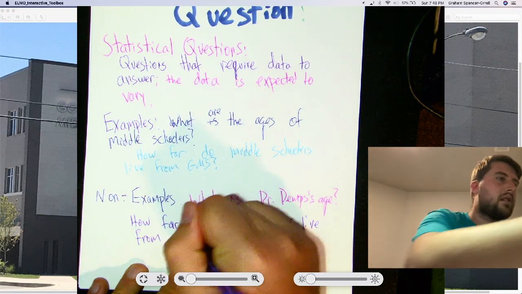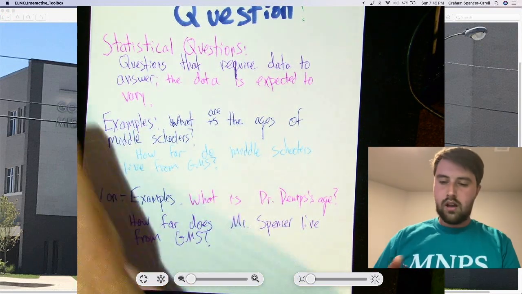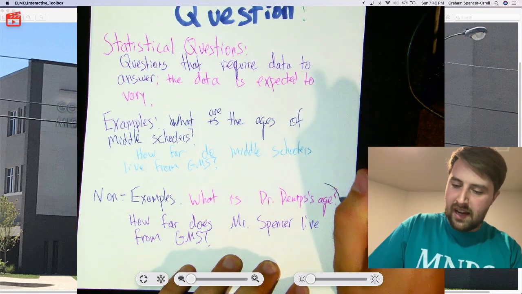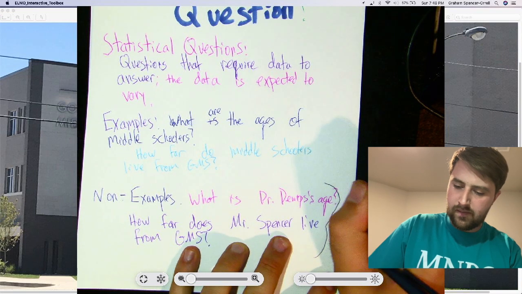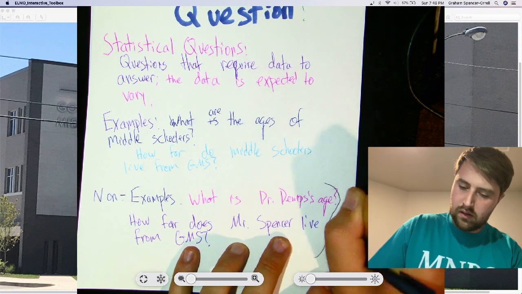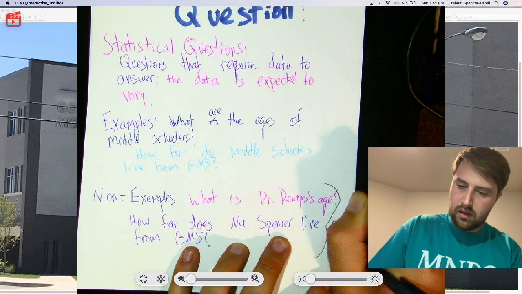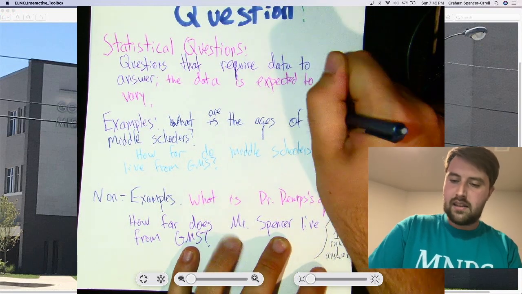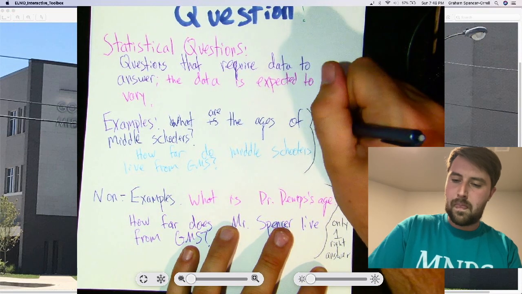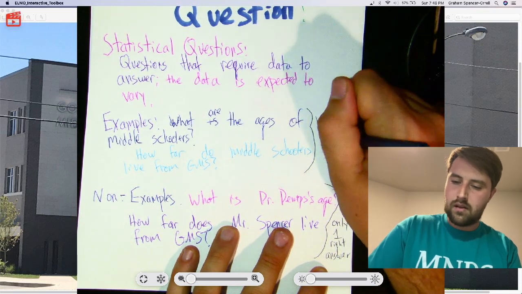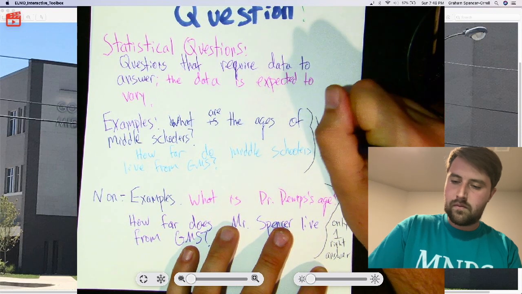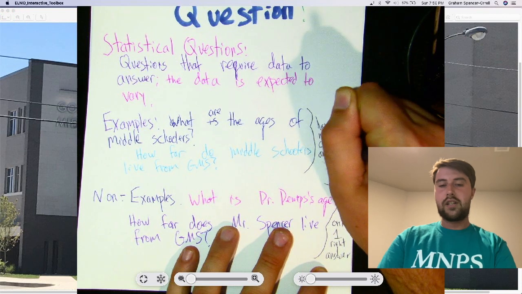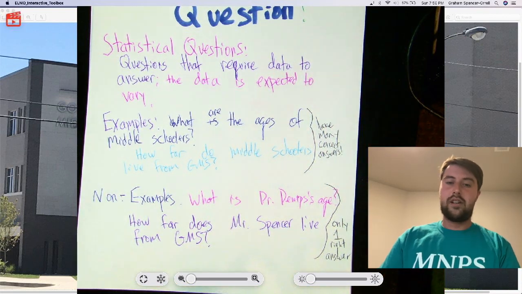So the things we'll notice are these down here that are not examples only have one right answer, whereas the examples we have up here have many correct answers if you ask different people. So that's the difference between a statistical question and a non-statistical question.